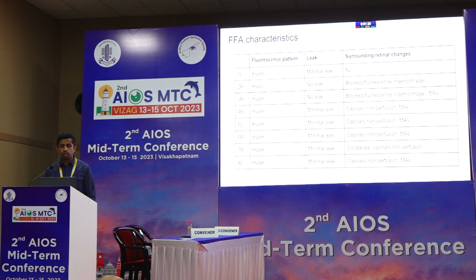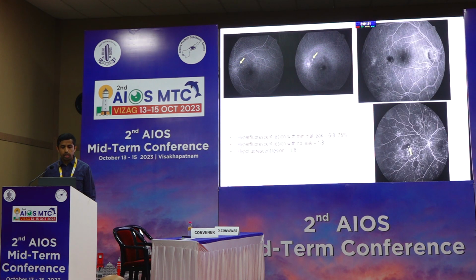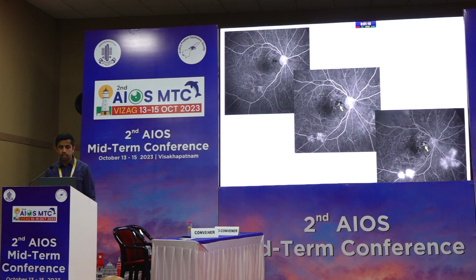Coming on to the fundus fluorescein angiography characteristics, we had hyperfluorescent lesions with minimal leak in almost 75% of the patients. 1 patient, as you can see in the second picture, had a hypofluorescent lesion with no leak. Hyperfluorescent lesion with no leak was seen in 1 patient. So this patient had a hyperfluorescent lesion with no leak.